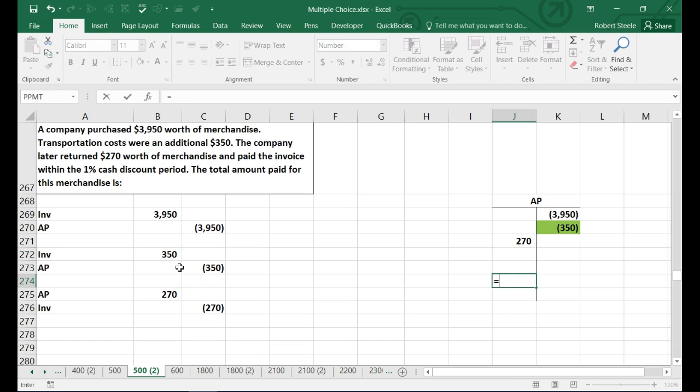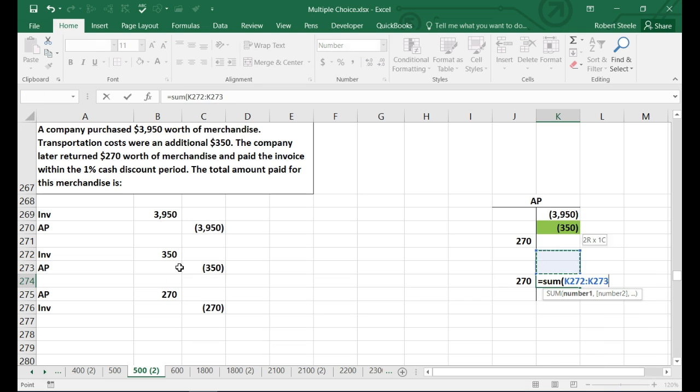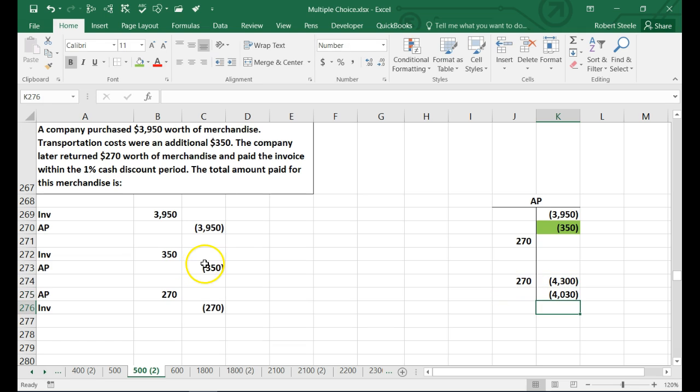And so if we sum up our payable here, we've got the 270 debit, and we have the credit of 4300, meaning we have a balance of 4030. Now we're assuming that we are going to pay within the discount period, and so you would think we would take that balance due 4030 times 1%. But note that once again, it's not going to get a discount on this 350. We're not getting a discount on the 350.